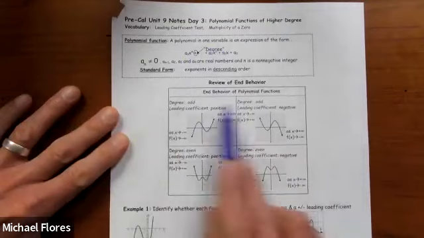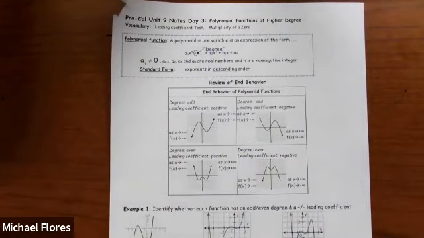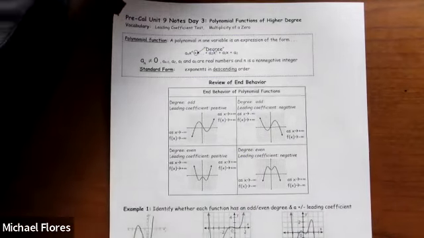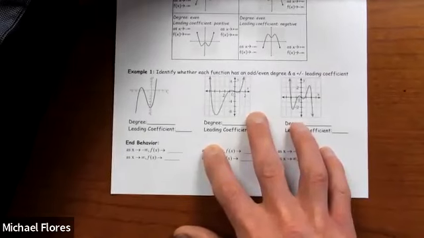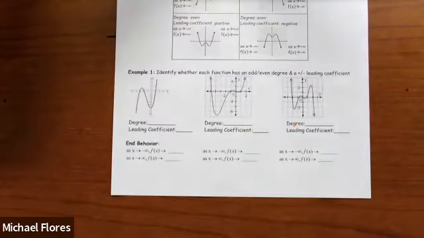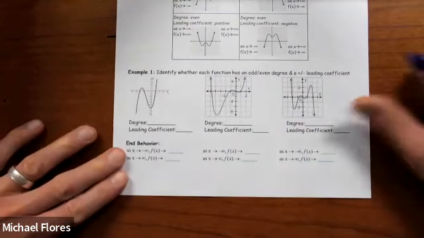Okay, jargon. Feel free to read all that. If it makes sense to you, great. If not, don't worry. I will explain it all as we go. Example 1. Identify whether each function has an odd or even degree and a positive or negative leading coefficient.